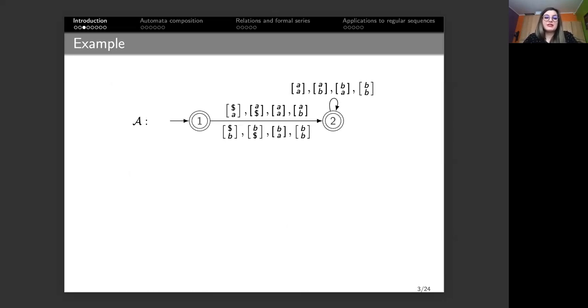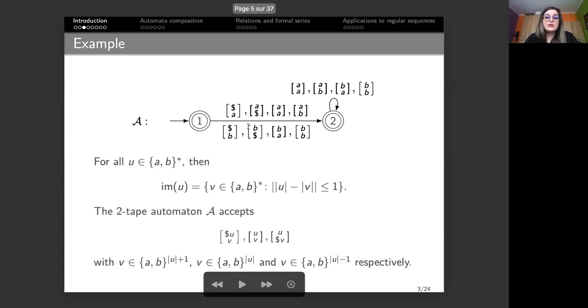For example, that will be the two-tape automaton I will consider all along my presentation. It is just an automaton where all the possible pairs of letters are written, except that the $ can be read only at the first step. I'm working with words over the alphabet A, B. We can check that the images of U are the words V where the lengths of U and V differ by at most 1, because we can put the $ in the first component or the second one, but only at the first step while reading in this automaton.